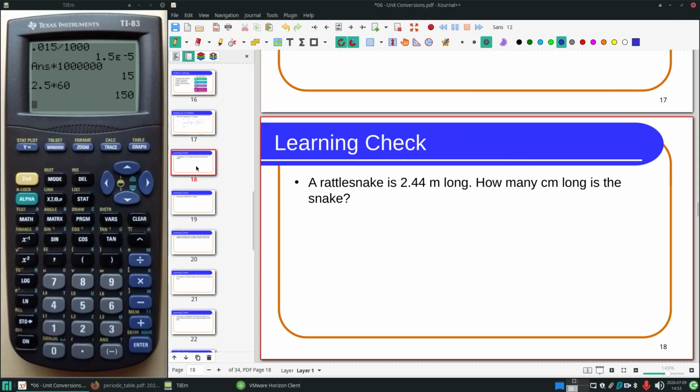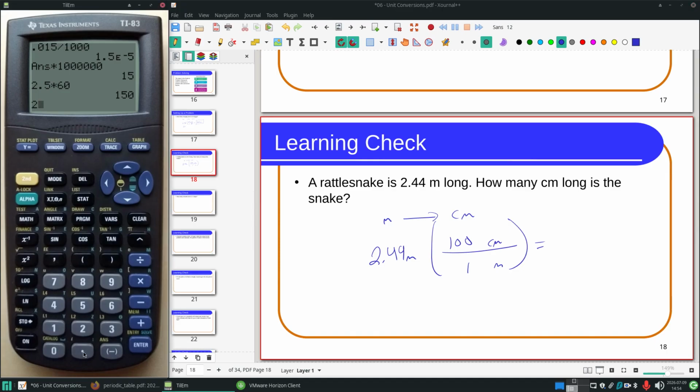All right, slightly more complex. Actually, this is not. This is easy. 2.44 meters, and I want to convert it to centimeters. I have meters, and I can definitely do that in a single conversion because that's kind of a unit definition. All right, so 2.44 meters, and I'm going to convert meters to centimeters, and now I just need to remember my prefix. 1 meter is 100 centimeters. And gosh, if you feel comfortable just moving the decimal, you definitely can. But 2.44 times 100, 244.